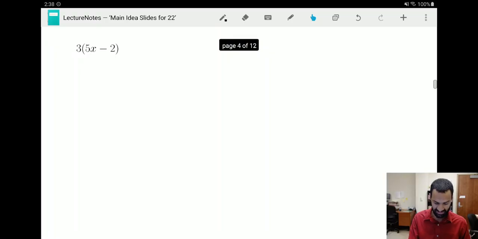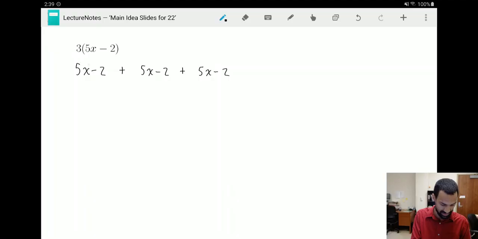What about this 3 times the quantity 5x minus 2? Okay, this one, there's a couple of ways we're going to approach it, but let's start off at face value, what it says. It is saying 3 times 5x minus 2. In other words, you have 5x minus 2 three times, all being added together, right? So 5x minus 2 plus 5x minus 2 plus 5x minus 2. Notice what's happening here. We are writing this expression 5x minus 2 three times and adding them together. That's what multiplication times 3 means, right?